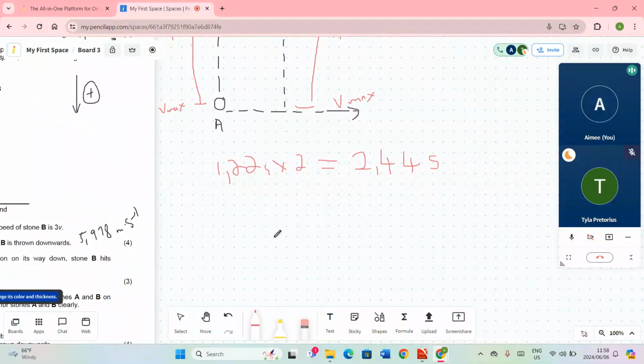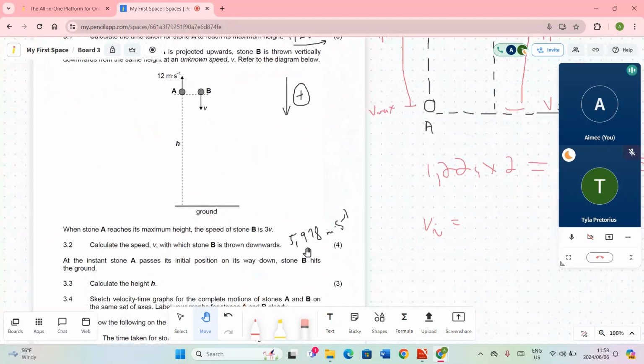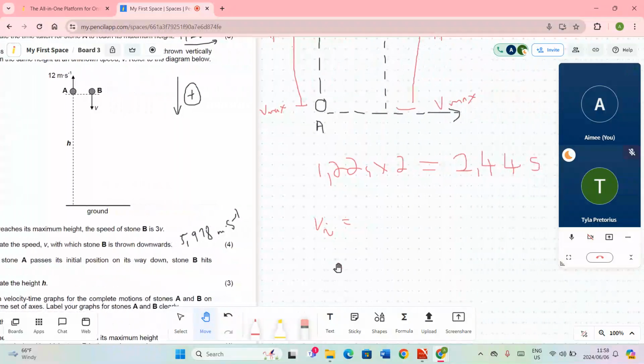Now we look at all of stone B's information. We say VI for B, we calculated it. That V value, we calculated it. It was, if you go back to the question, 5.98 or 5.978.